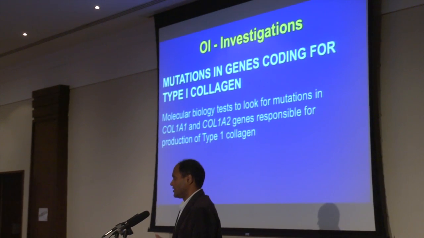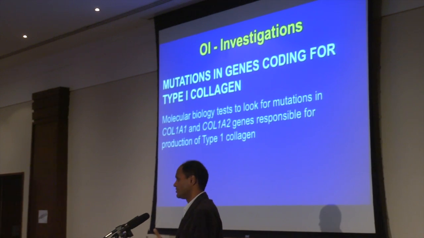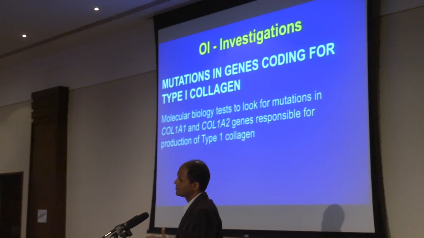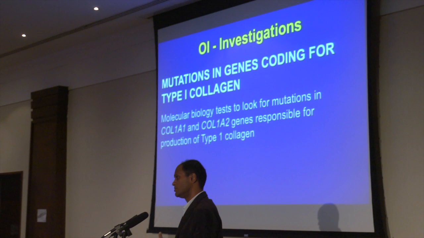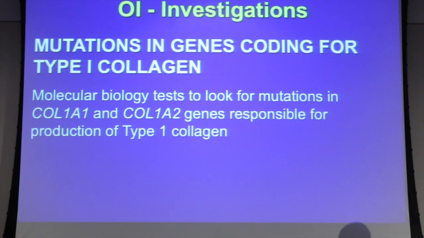For a definitive diagnosis, one could do mutation testing in the gene coding for type 1 collagen fiber, and this is for the most common form of brittle bone disease, which is type 1 to type 5. There are other rare autosomal recessive forms where other genes could be involved.